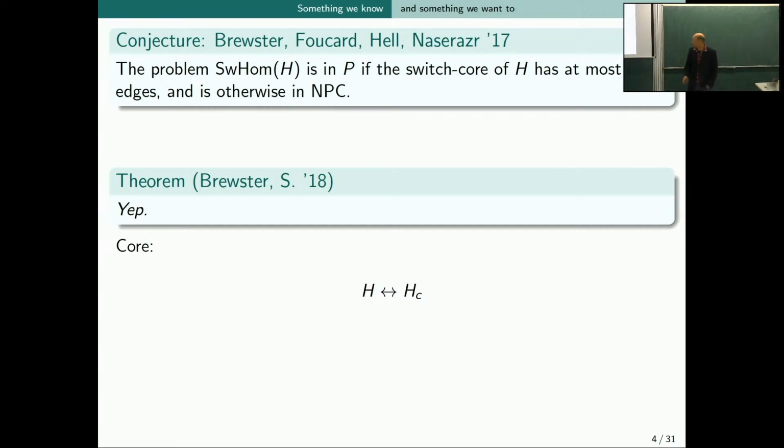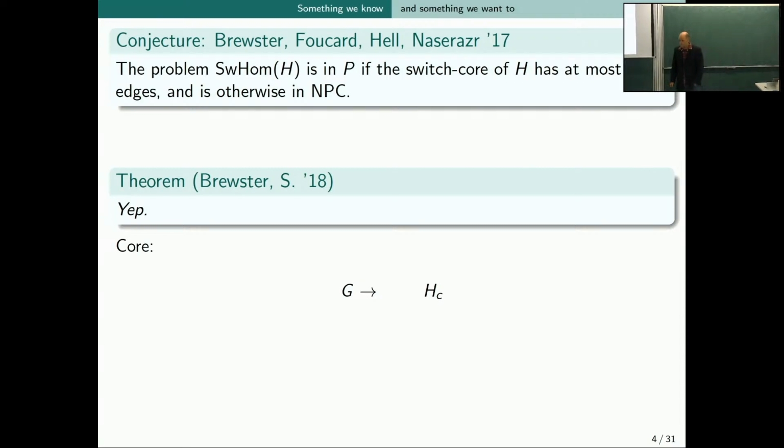And so why are we interested in those? Well, we're interested in deciding if a graph G maps to H. But since H and its core are homomorphism equivalent, it's enough to ask if G maps to the core of H. Right? And the core of H is smaller, and it's a little bit more rigid. It doesn't fold as much. So it tends to be easier to answer these questions. It has some nice properties that the general graph doesn't have.